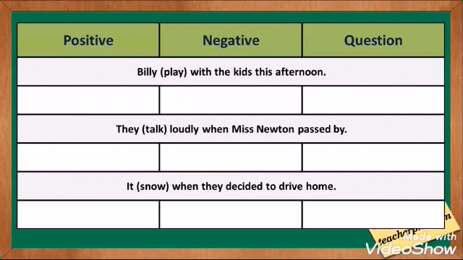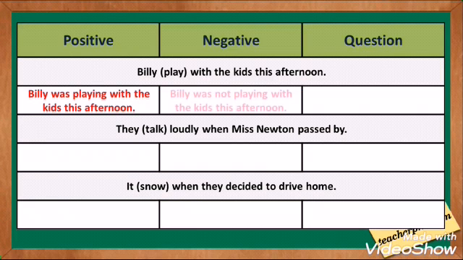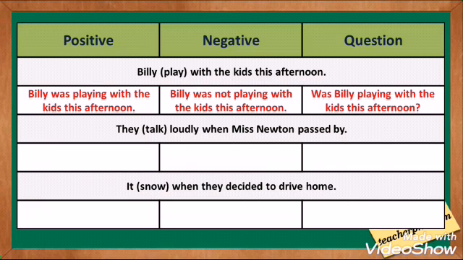Another exercise for us: Billy played with the kids this afternoon. This afternoon is a certain time in the past. So the verb will be in the past progressive, like Billy was playing with the kids this afternoon. The negative: Billy wasn't, or was not, playing with the kids this afternoon. The question: was Billy playing with the kids this afternoon?